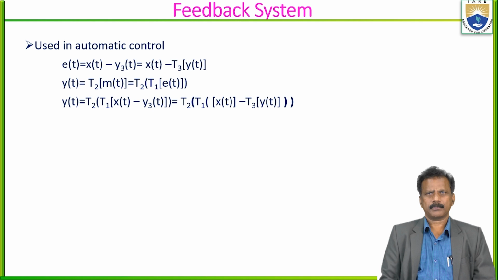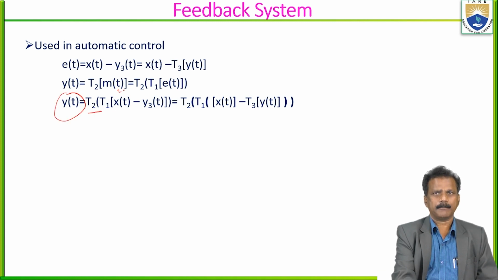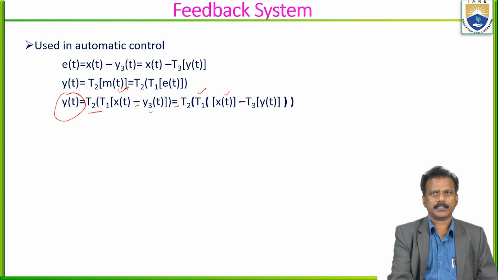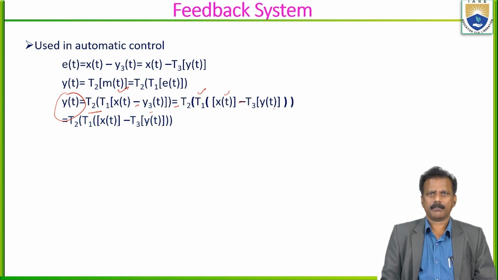So we are substituting these values of t2. In place of t2, the value of which subsystem is involved here? That is why t2 of y of t, where y of t is equal to t2 of t1 of x of t minus y3 of t, is also equal to t2 of t1 of x of t minus t3 of y2 of t, y of t. Okay, that is the automatic control. It is reflected as that feedback. So it is also equal to t2 of t1 of x of t minus t3 of y2 of t.